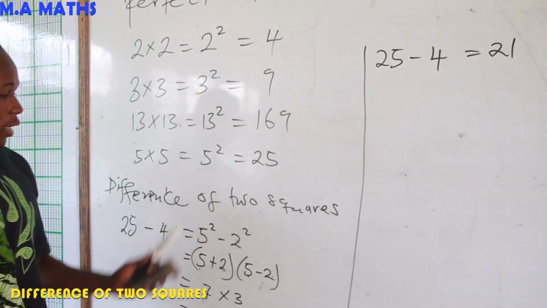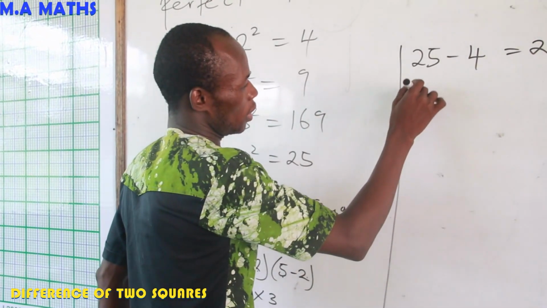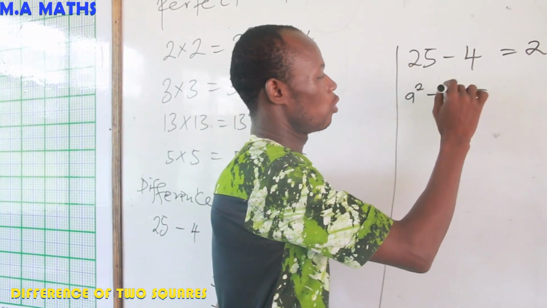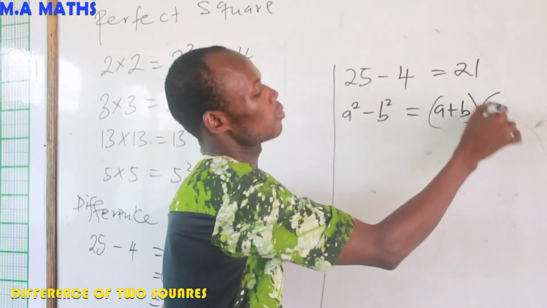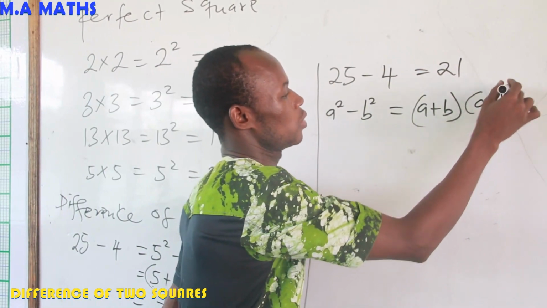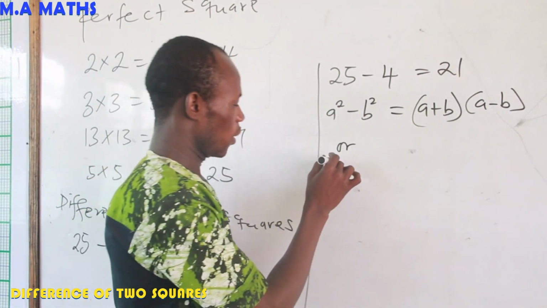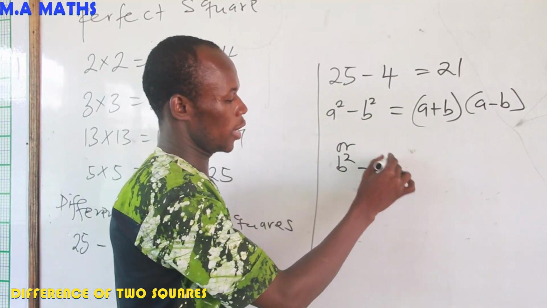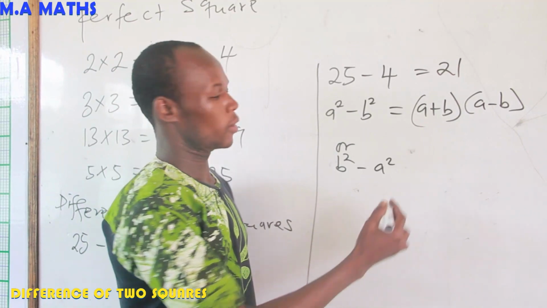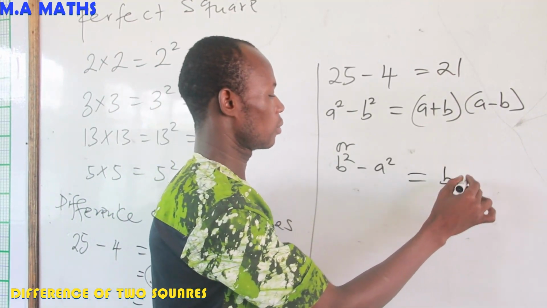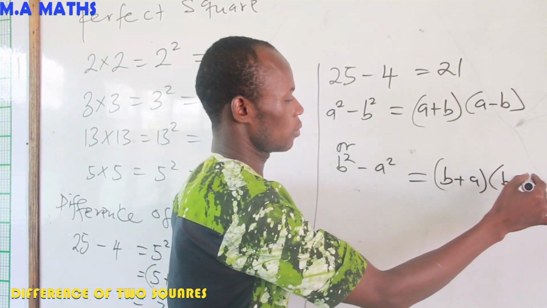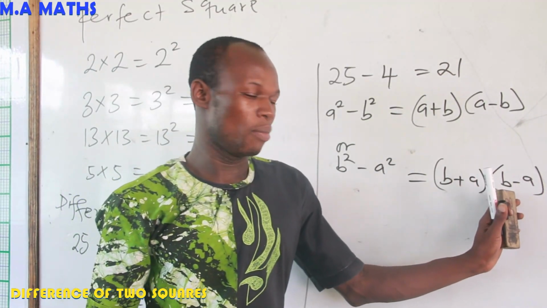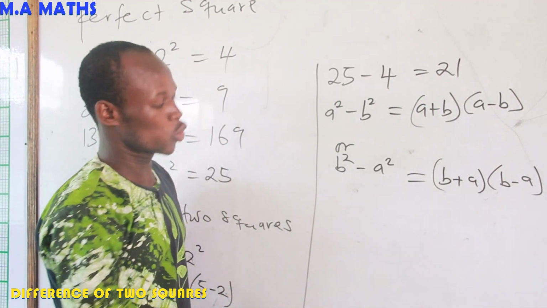Now, in a mathematical context, for a difference of 2 squares, if I have a squared minus b squared, the result I'll get will always be a plus b, all multiplied by a minus b. Or if I have b squared minus a squared, what I'm going to get will be b plus a multiplied by b minus a. So this is the difference of 2 squares.